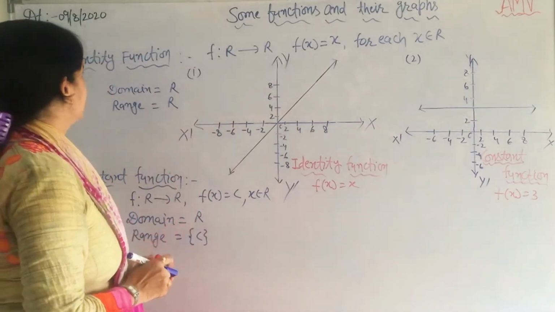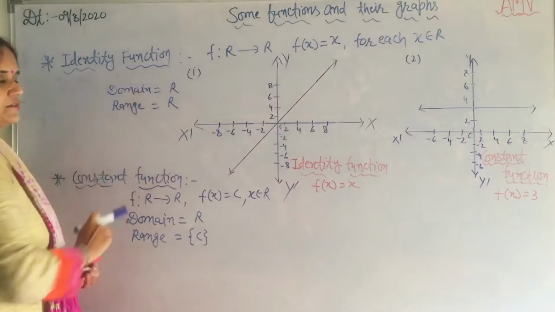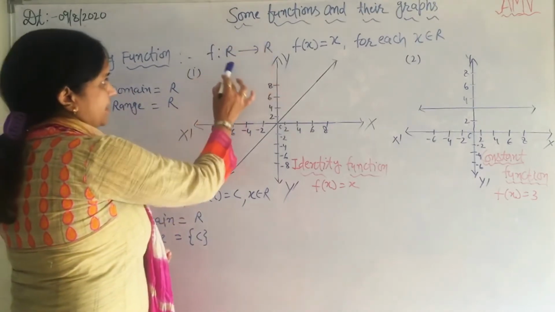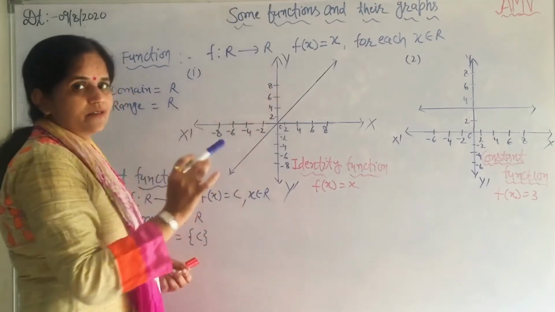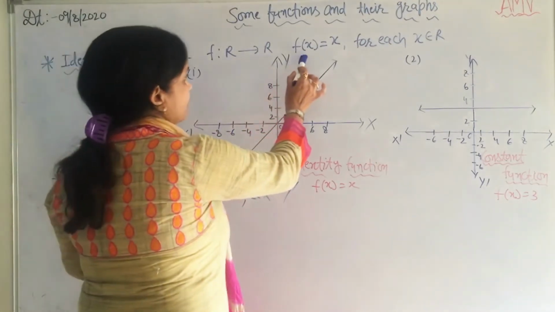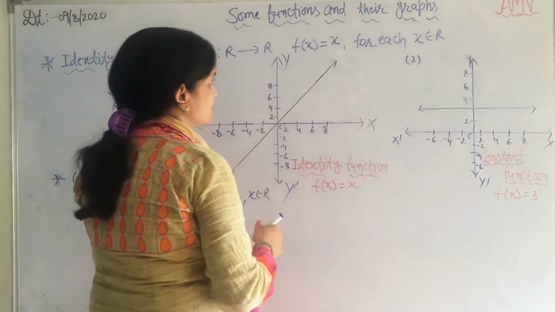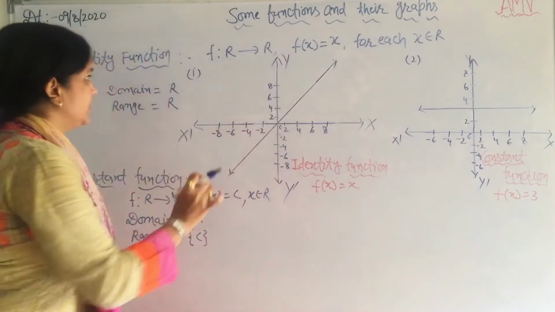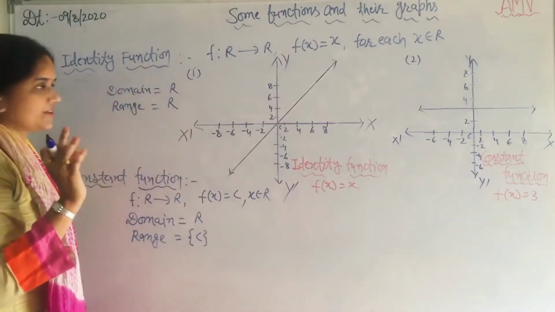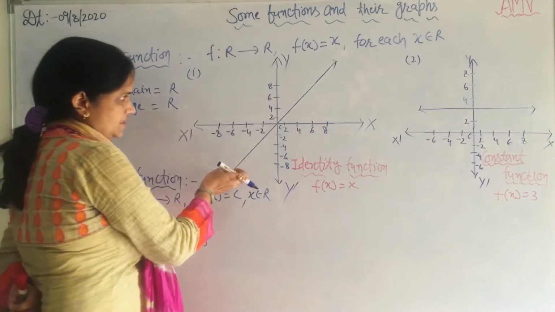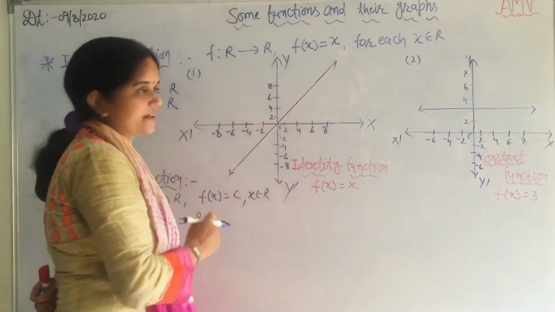Okay. So first of all, identity function. Suppose a function f is defined from R to R, where R is the set of real numbers. Okay, and f(x) is equal to x for each x belongs to R. It is known as identity function, and the graph of this function is this straight line.